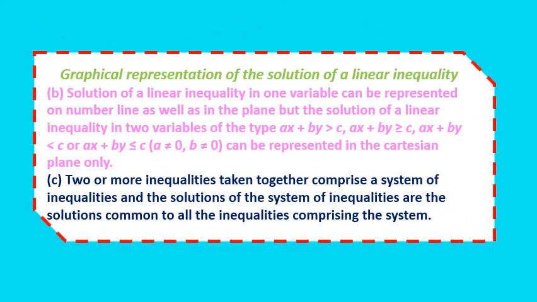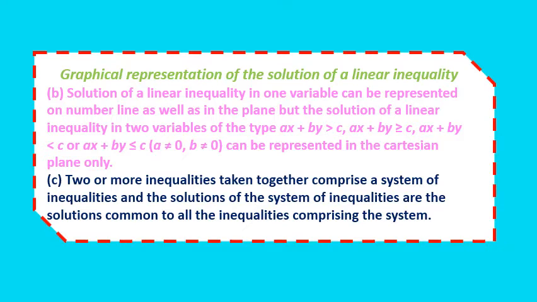Now the solution of a linear inequality in one variable can be represented on a number line. In one variable it can be shown on the number line as well as the Cartesian plane. But the solution of a linear inequality in two variables, that is ax plus by greater than c, or ax plus by greater or equal to c, less or equal to c, or less than c, where the condition is that a and b should not be equal to 0, can be represented on the Cartesian plane only. It cannot be shown on the number line. It can be represented only on the Cartesian plane.